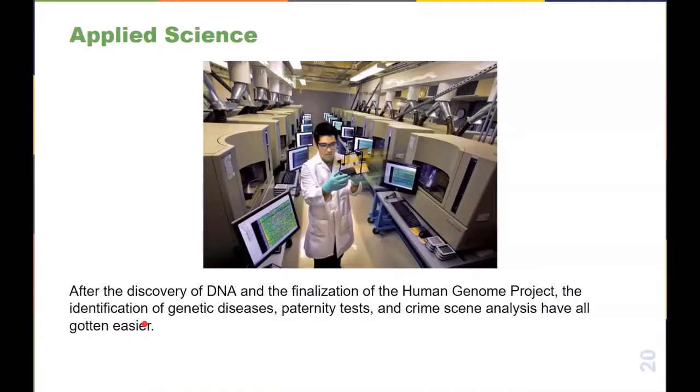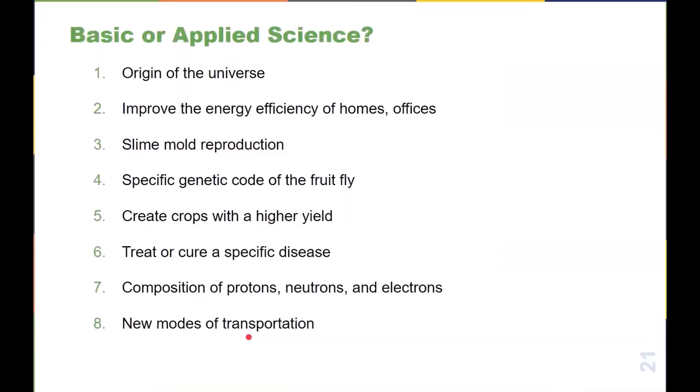This man here is working on the Human Genome Project. He is using what we already know to help identify genetic diseases, and we can also look at paternity tests, so who is the father, and then crime scene analysis. So because we have the Human Genome Project, the use of genetics has gotten a lot easier, and it's more common. So we're finding more ways to use it. So that's the beauty of science, right? We find one thing, and then it makes other things easier.